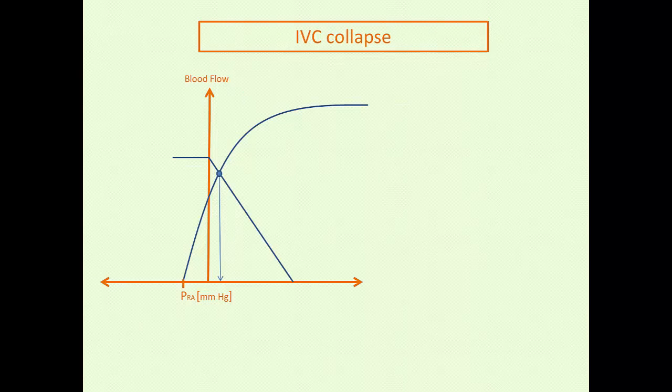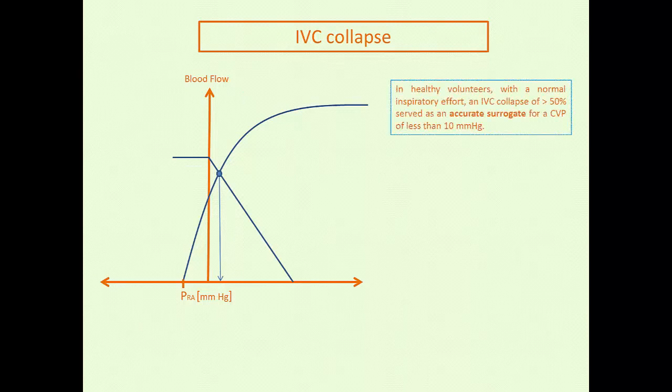So let's talk about this pictorially. In healthy volunteers with a normal inspiratory effort, an IVC collapse of greater than 50% is an accurate surrogate for a CVP of less than 10. So this is your measured CVP here. This is 0. This is subatmospheric. This is above atmospheric.